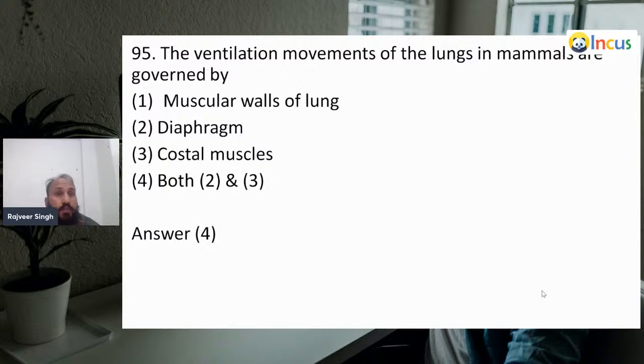Next question: the ventilation movement of the lungs in mammals is governed by muscular wall of lungs, diaphragm, costal muscles, both second and third. The answer will be fourth. Diaphragm and costal muscles is the right answer. Why?